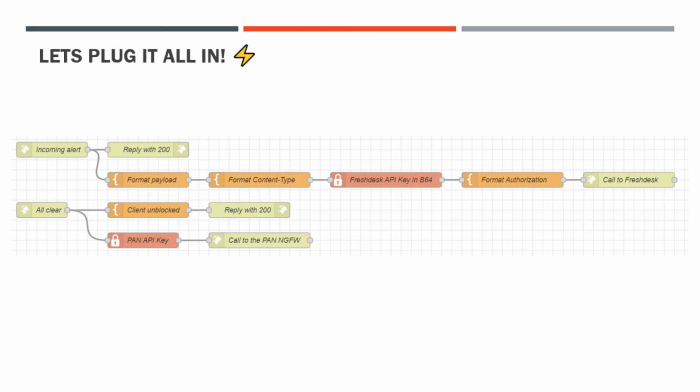I'm then going to format my authentication, make the call to FRESHDESK to say generate a help desk ticket. Now inside that help desk ticket, I'm also going to give the help desk operator the ability to click a link which takes them to Node-RED, which also sends a message back to the firewall to say, all clear, remove that user from that known malicious list. And again, there at the bottom flow, known as all clear, there's a nice message that comes back that says client has been unblocked. Yes, they're now permitted back to the internet. And we've also injected in the API key for the firewall and made a request to the firewall to say, hey, everything's good, please crack on.